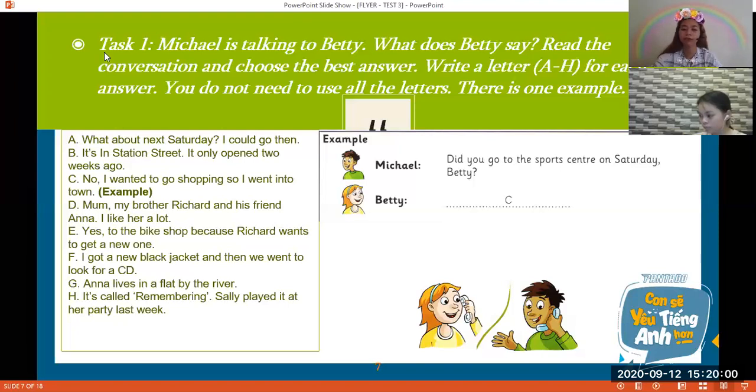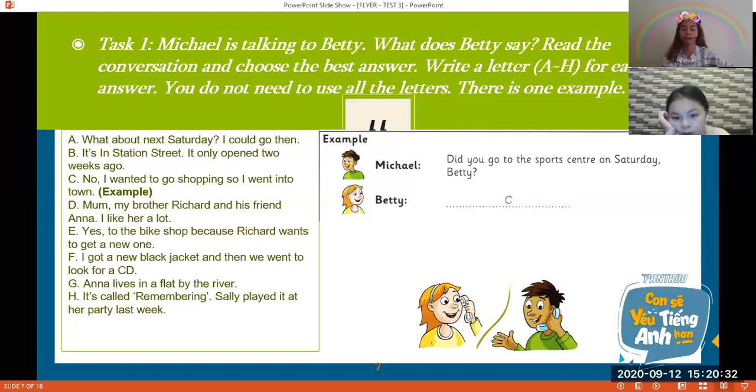Hello, can you read task 1? Michael is talking to Betty. What did Betty say? Read the conversation and choose the best answer. Write a letter A to H for each answer. You do not need to use all the letters. There is one example.